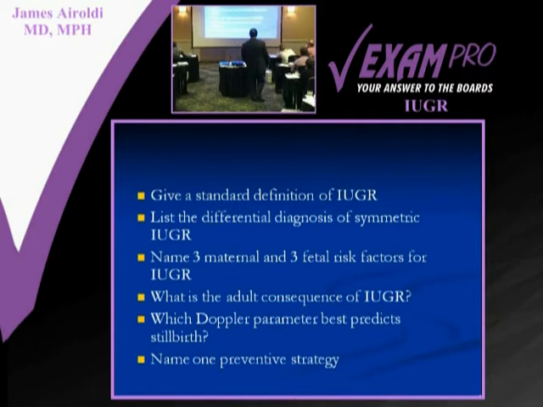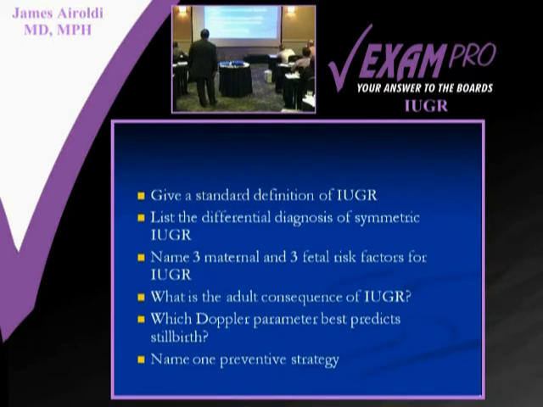So, a standard definition of IUGR: less than the 10th percentile. The differential diagnosis for symmetric IUGR: aneuploidy, viral infections, syndromes, or worsening asymmetric IUGR. Name 3 maternal and 3 fetal risk factors associated with IUGR. I think you guys all know that, right?